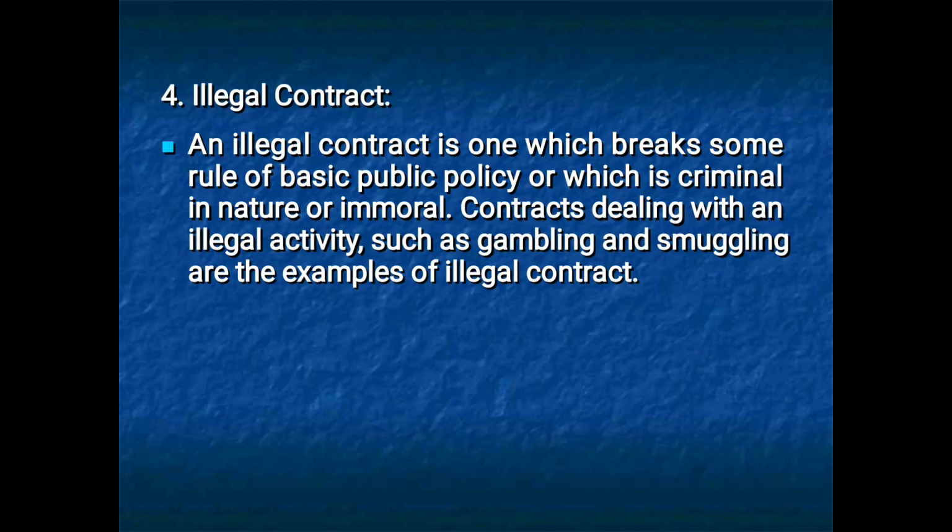Fourth one is illegal contract. In simple terms, a contract which is not legal is called an illegal contract. Contracts entered into by parties which are against the law or against moral values are termed as illegal contracts. We have heard about illegal activities. The activities of dealing in harmful goods, smuggling, gambling, theft, and forgery are some examples of illegal activities. There are some differences between illegal contract and void contract.